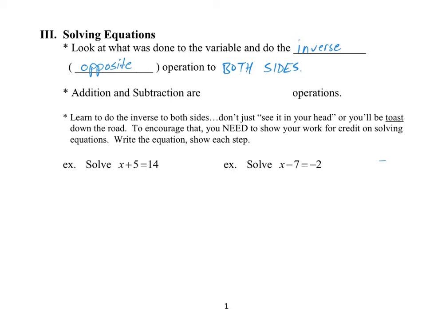And addition and subtraction are inverse operations. A lot of us kind of think of it like opposite. Like, what's the opposite of adding 5? It'd be subtracting 5. You know, the opposite of giving somebody $5 is to take away $5. But technically the math word is inverse. I would really encourage you to do these this way. And I'm going to ask you to show your work on your homework.